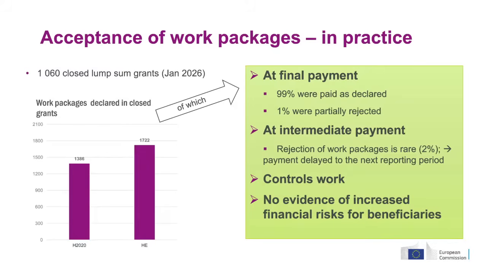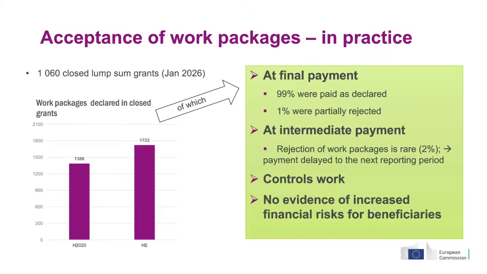In other words, it absolutely happens that we reject work packages, but that also doesn't mean that we reject them in full. Very often they are partially rejected, let's say to 5, 10 or 20%. By no means do we reject 1% of the work packages in full. Also at the intermediate payment stage, it does happen that work packages get rejected. The rate is roughly 2% here. So again, the vast majority of work packages that get reported at intermediate stage are accepted and paid. To us, this indicates that the controls work.